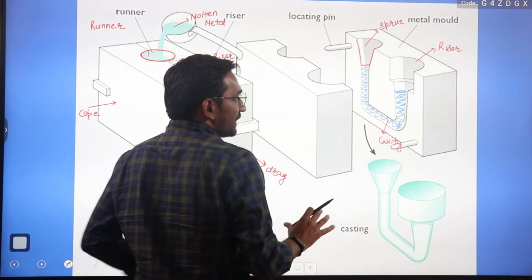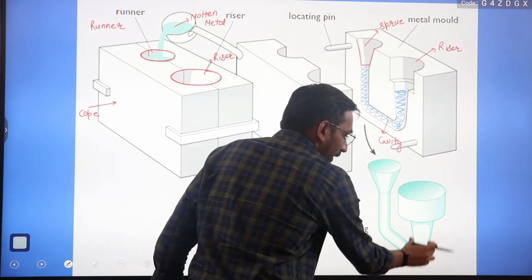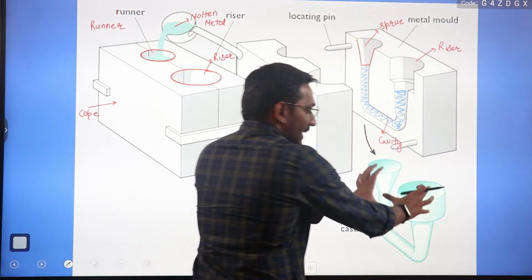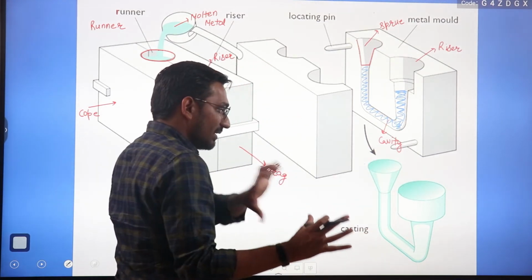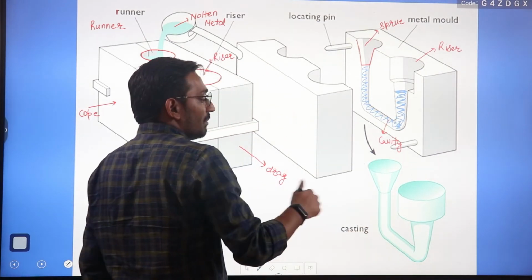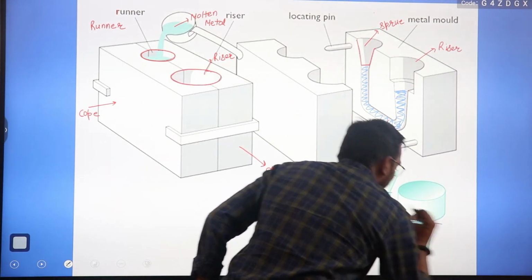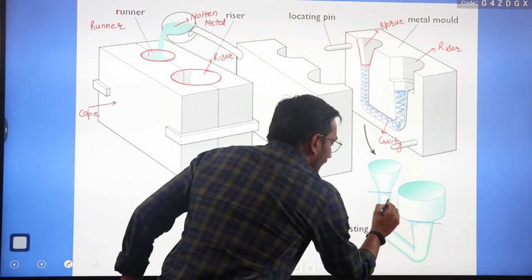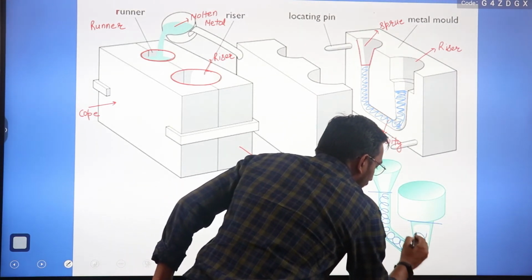So after solidification, what will you get? You will get this sprue, this product, and this riser. This complete casting will be taken out, but how much do we require? We require from here to here. Only this product we want.